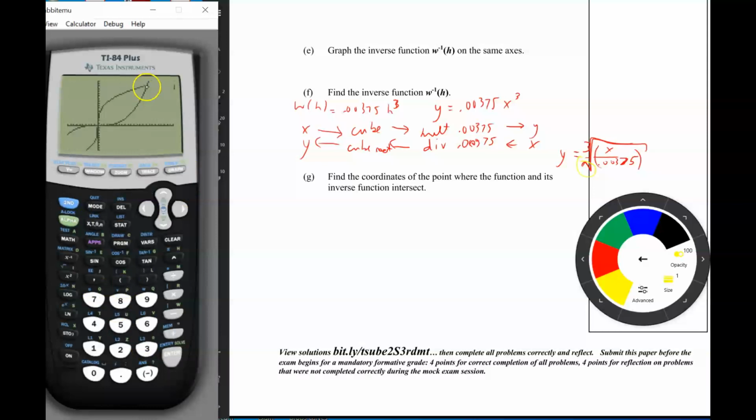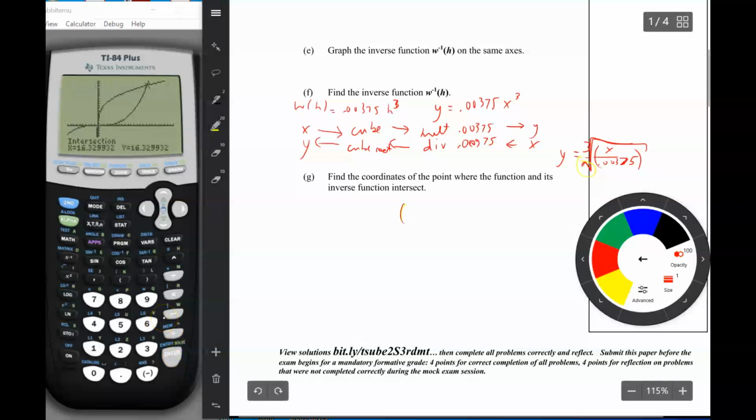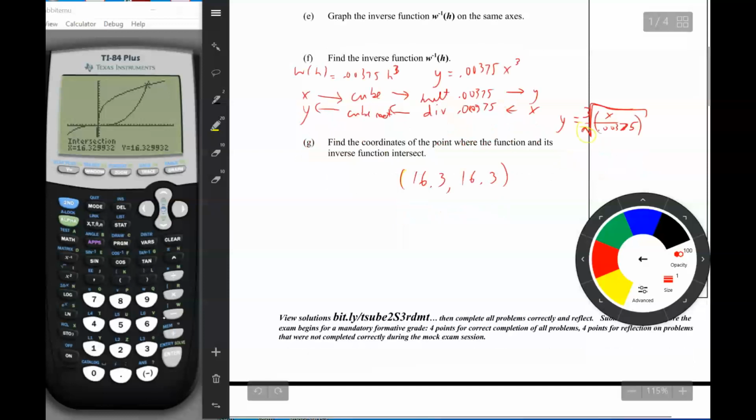Okay, and then I'm just going to find that intersection point. So I'll do second calc, intersect, number 5, first curve, second curve, guess. And the answer is going to be 16.3, 16.3. Okay, so that is problem 1.